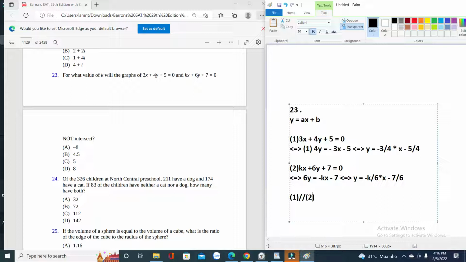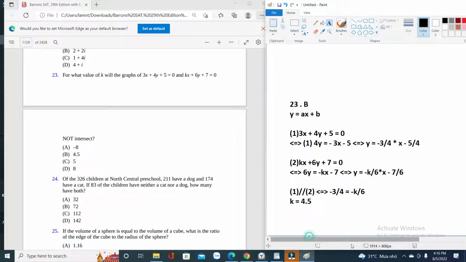Alright, so for the lines to be parallel, which means they do not intersect, this means that minus 3 over 4 is equal to minus k over 6, right? So therefore k is equal to, times 6, 18 over 4, which is 9 over 2. 9 over 2 is 4.5, right? So the answer is B.